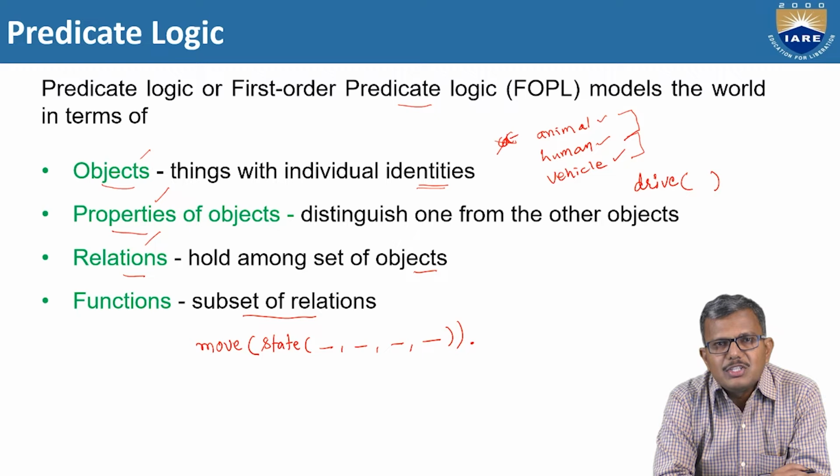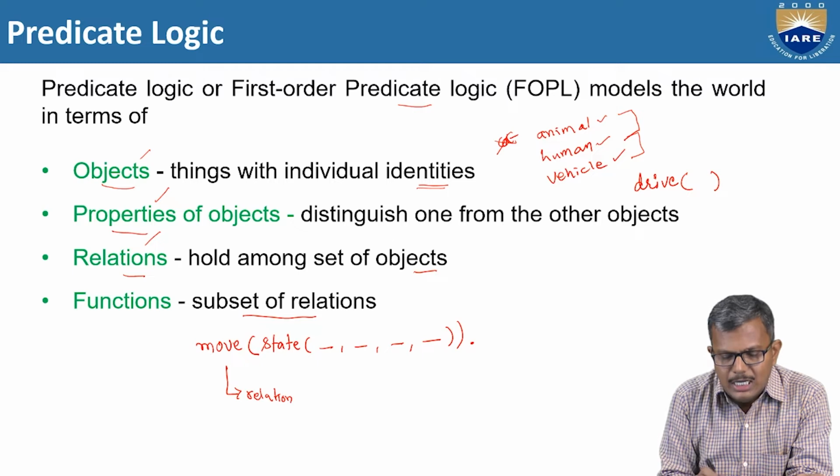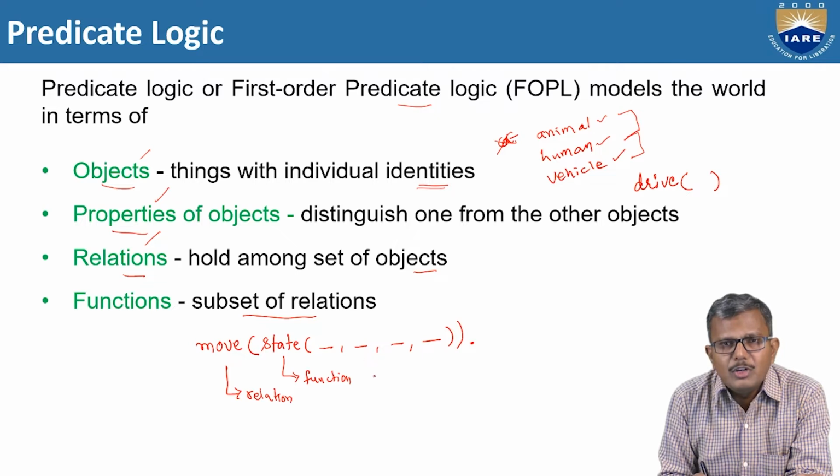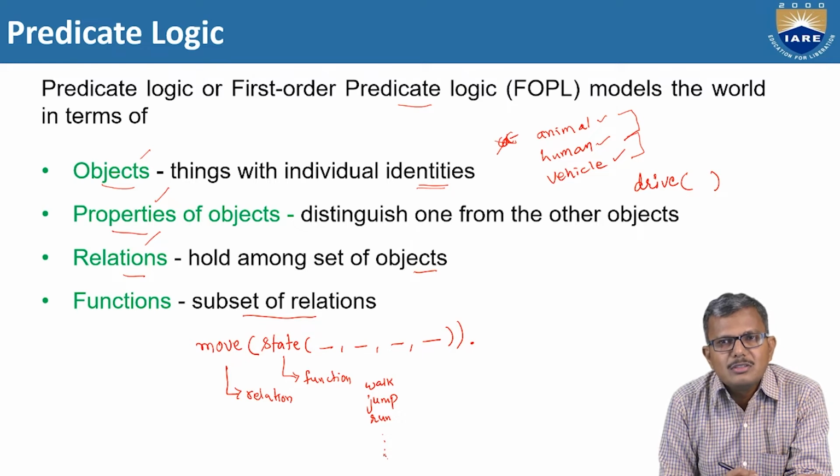This is one of the representations of knowledge using predicate logic. In this case, move is going to become the relation, and this is going to become a function. This function can be anything. For example, if you are talking about a human, this function can be walk, this function can be jump, this function can be run. Like this, you can go on representing the functions.